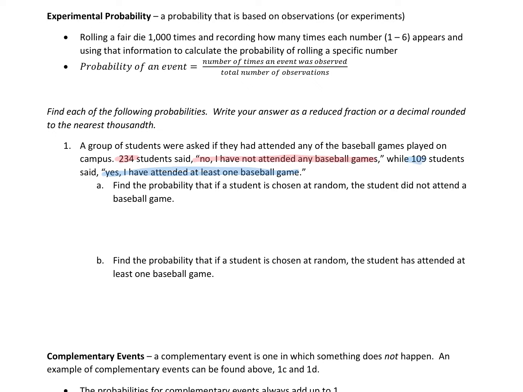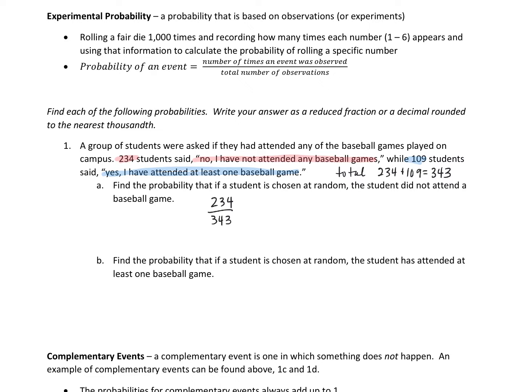So we can find the total number of students because we need that. That's the denominator. So we can find the total number of students by adding 234 to 109. When we add those together, so 234 plus 109, we get 343. So that's going to be our denominator. Find the probability that if a student is chosen at random, the student did not attend a baseball game. So 234 said they did not attend out of 343, so that would be your fraction.